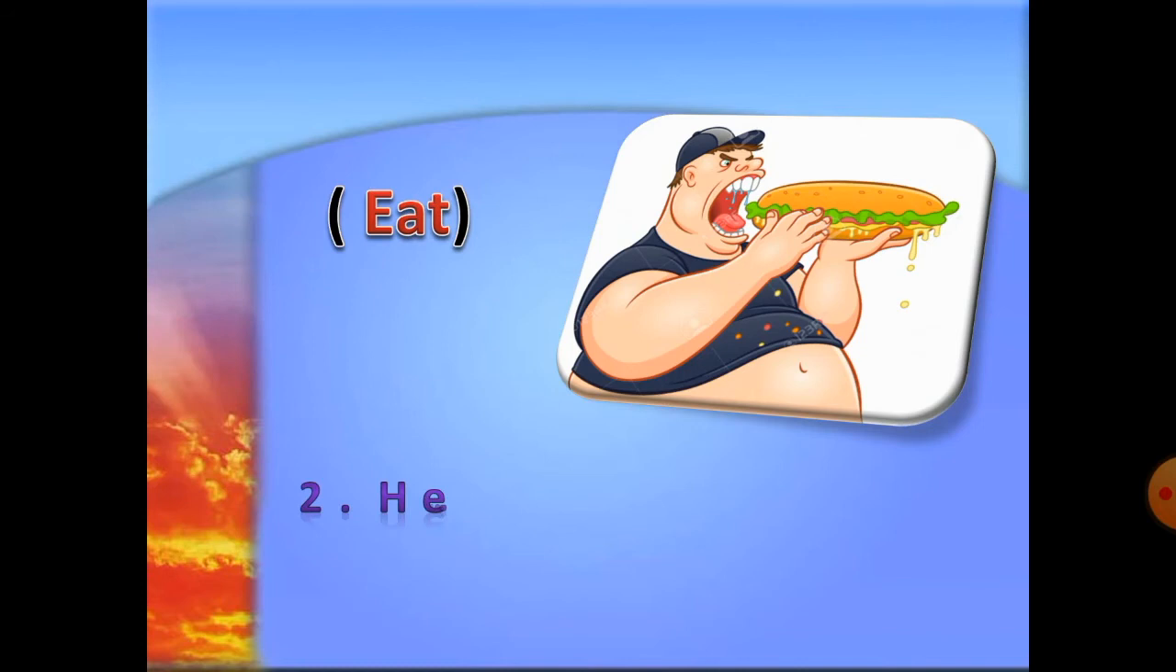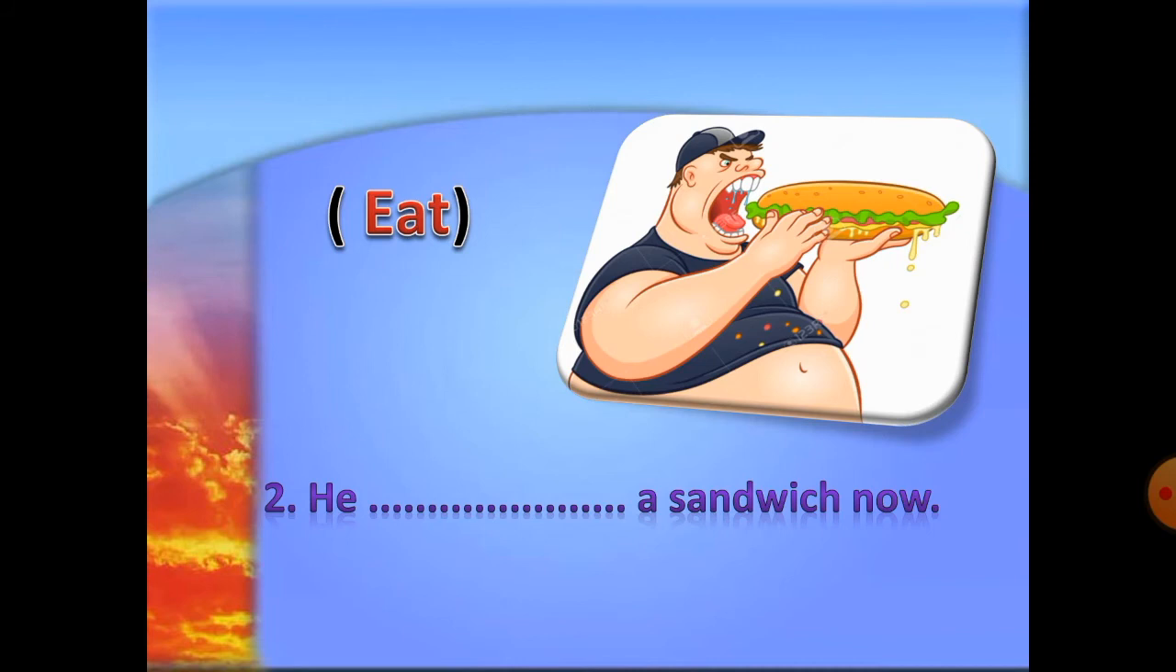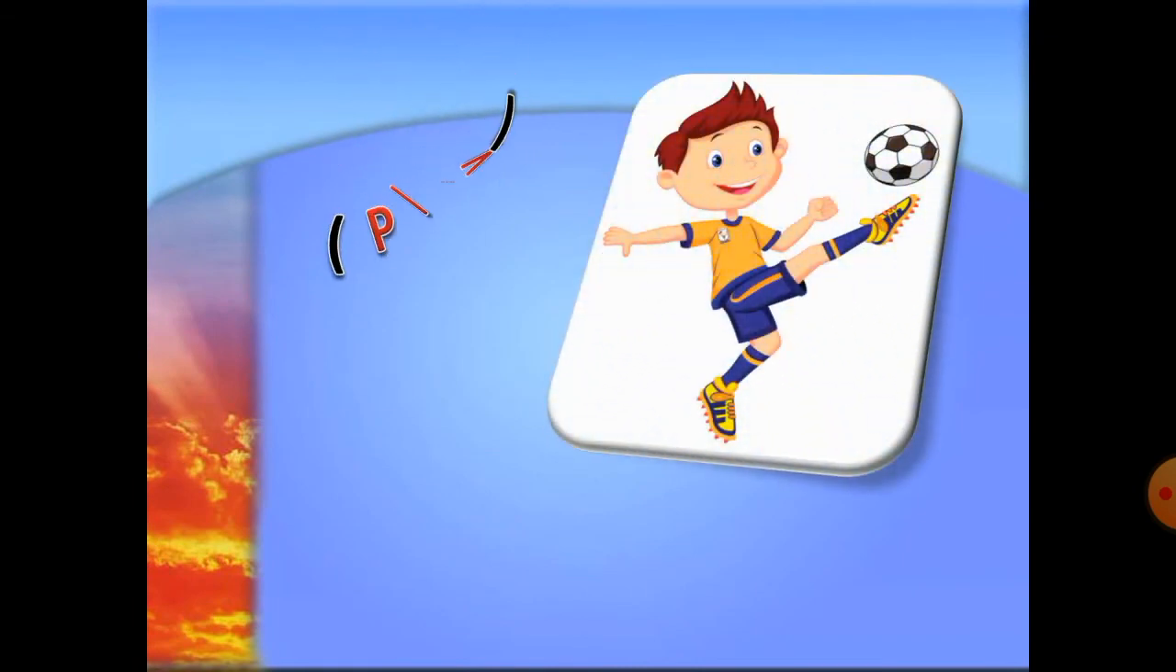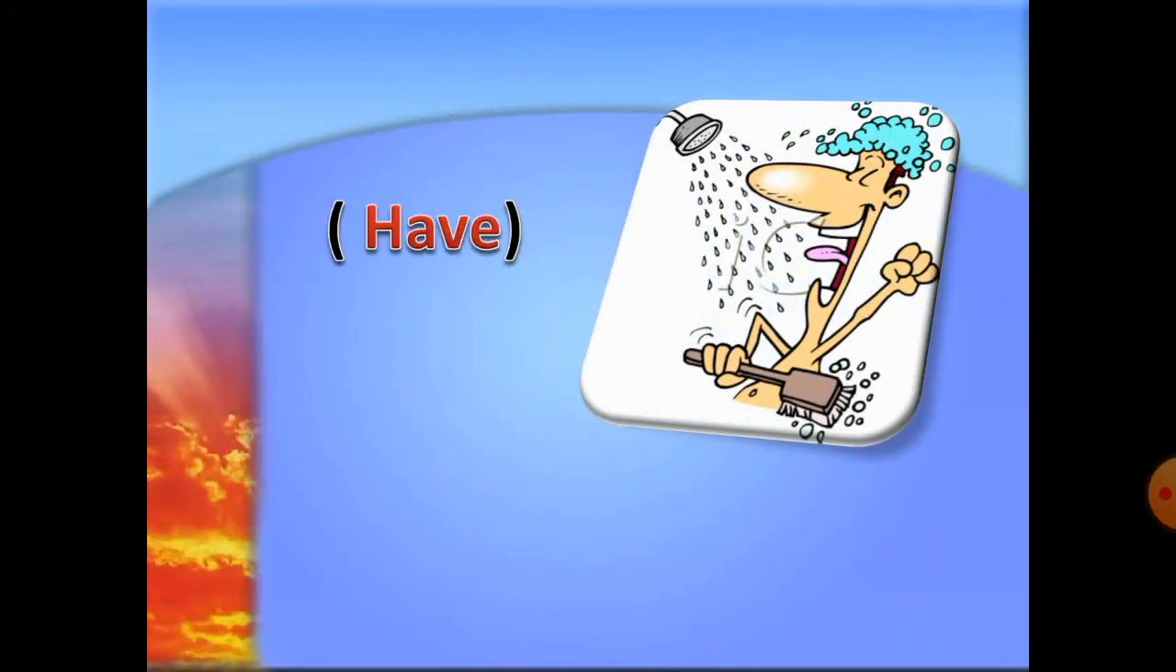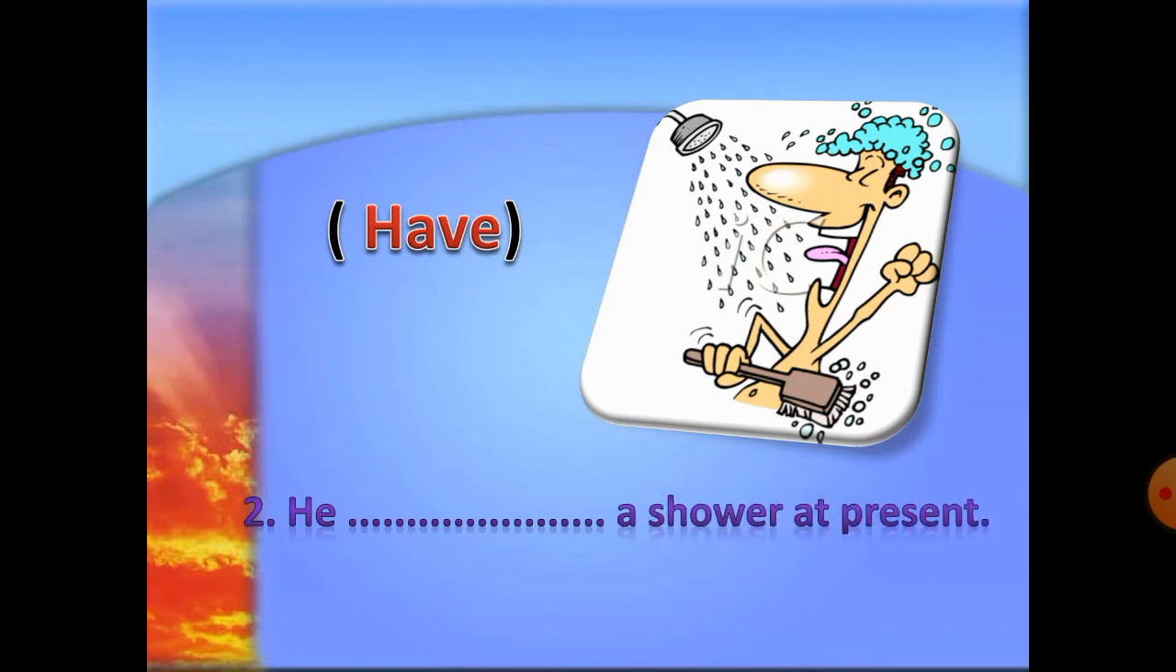Next example, eat he a sandwich now. So we say yes, he is eating a sandwich now. Oh, that's a big sandwich. Next, play. So Fred usually football on Sunday morning. So maybe this is a kind of habit or routine. So we say Fred usually plays football on Friday morning. He a shower at present. Yes, funny guy. He is having a shower at present.